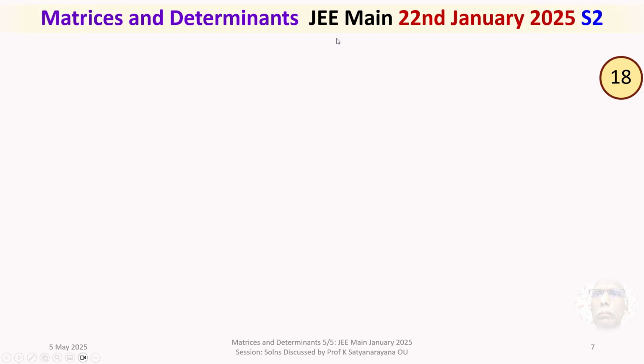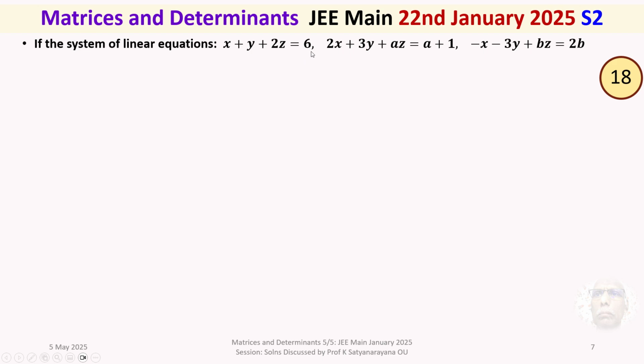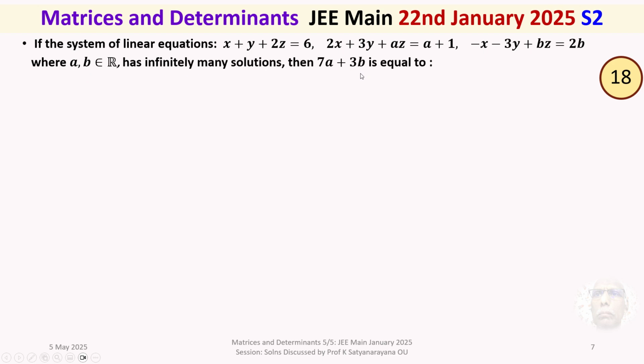This question has appeared in the JEE Main exam held on 22nd January 2025 in the second shift. The given question is, if the system of linear equations x plus y plus 2z is equal to 6, 2x plus 3y plus az is equal to a plus 1, minus x minus 3y plus bz is equal to 2b, where a, b are real numbers, has infinitely many solutions, then 7a plus 3b is equal to. We are given 4 options.